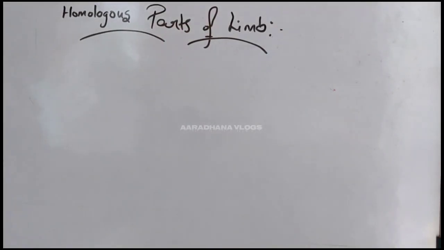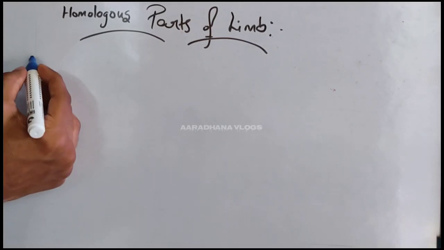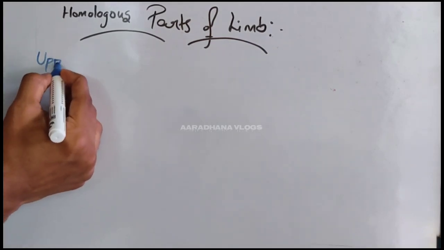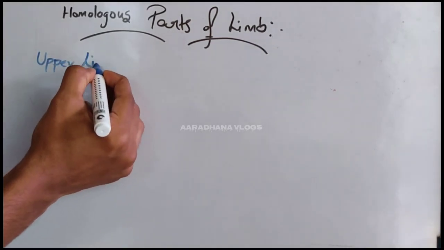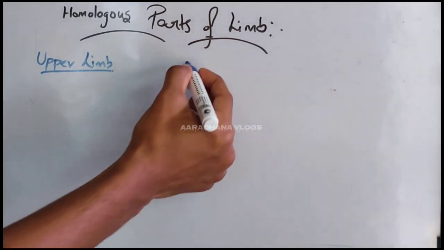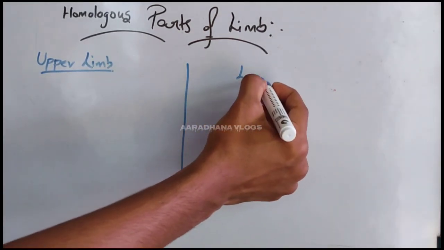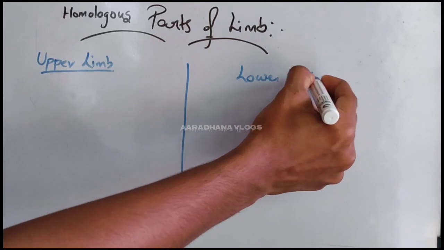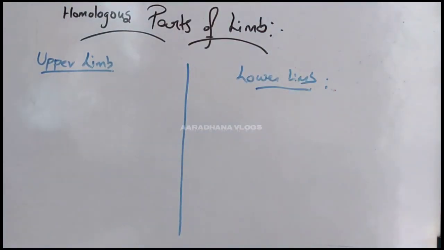In this video we are going to see the homologous parts of the limb, how we can relate the upper limb to the lower limb. So we'll be writing here upper limb and here lower limb. We are going to relate upper limb with lower limb.